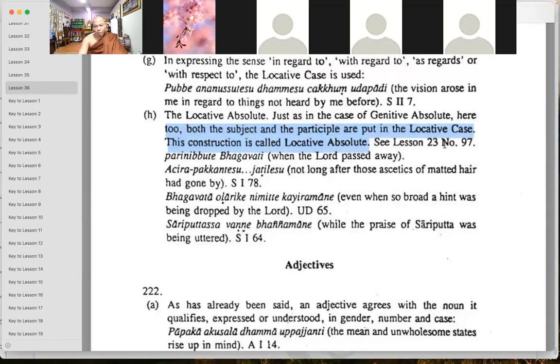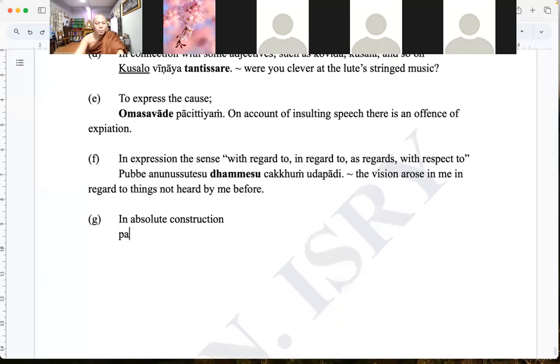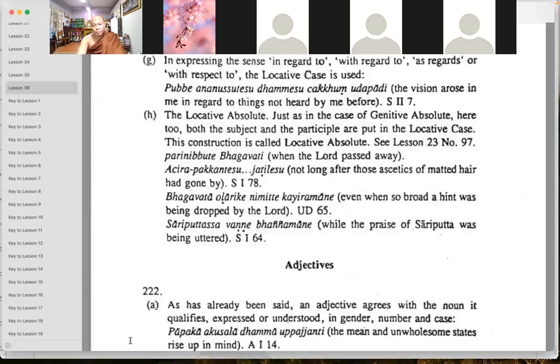In lesson 23 we also already saw this. Some example here: Parinibbute Bhagavati. Bhagavati is also locative case. That means when the Lord had passed away. So in this way, when the Lord passed away, and then Acirapakkante su Jatilesu.